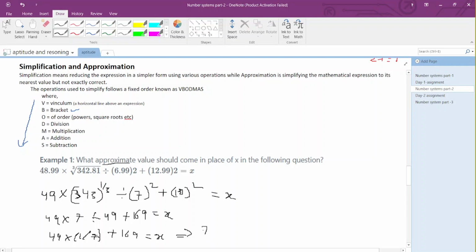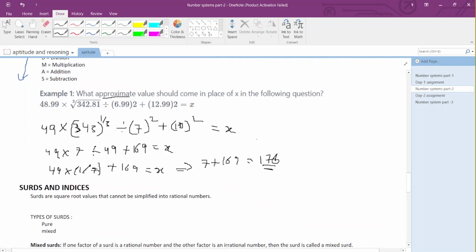Once you solve, they cancel each other, the 7 and 49 will cancel, and you will get 7, and then plus 169, you will get the answer as 176. So in this way you can use your approximation method as well as simplification method. You can directly solve. Hope it's clear.